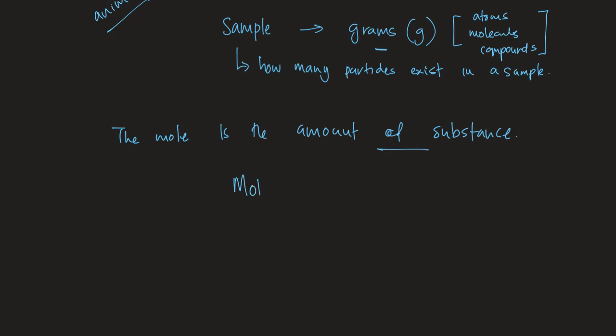So for the mole, the symbol we'll be using is a small n, and the SI unit we'll be using is mol with a full stop. If you forget the full stop, it means you don't have the unit. So please make sure you understand that. So the mole is a counting unit.